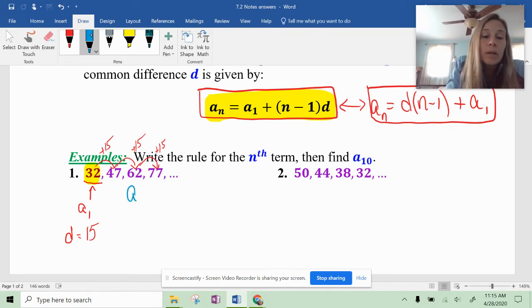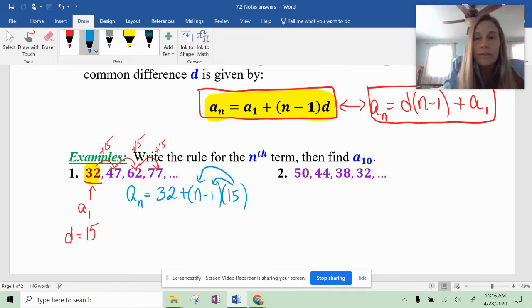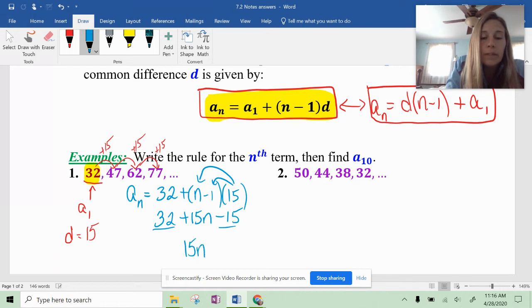So our a sub n equals, now if we write it the original way, a sub 1 is 32 plus, and then this is just going to be n minus 1, that variable stays n, and you're going to multiply that by your 15. So really what's happening here is, since I can't do n minus 1, you're distributing that 15 to each of those, which is why I like to kind of write it in the other order. So now we have 32 plus 15n minus 15. These two here are like terms, so I end up with 15n plus 17.